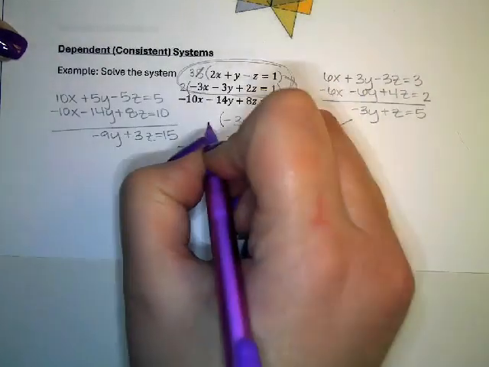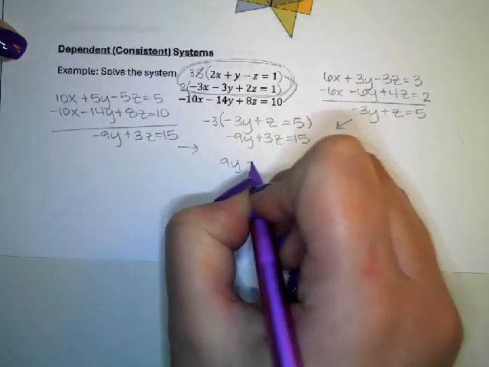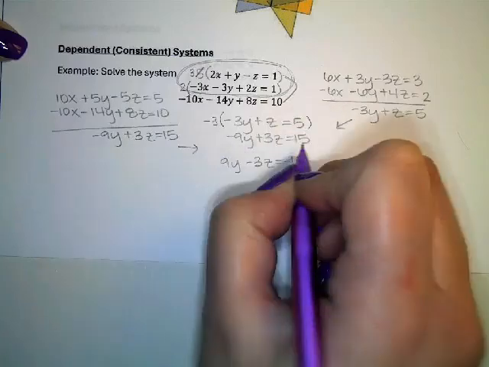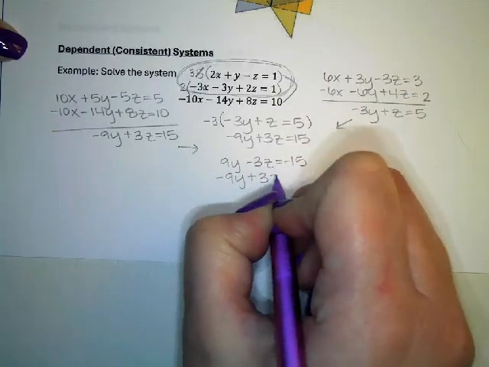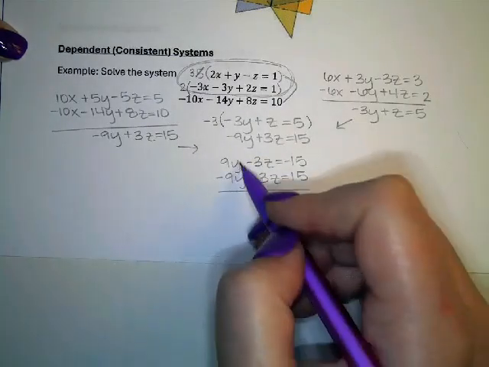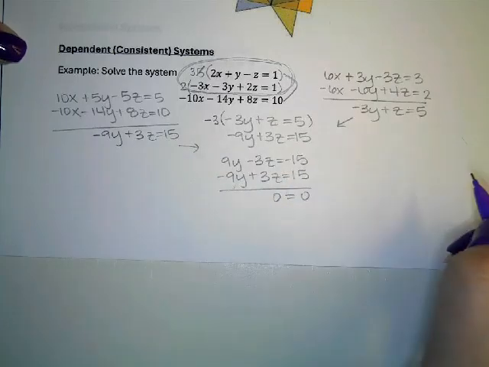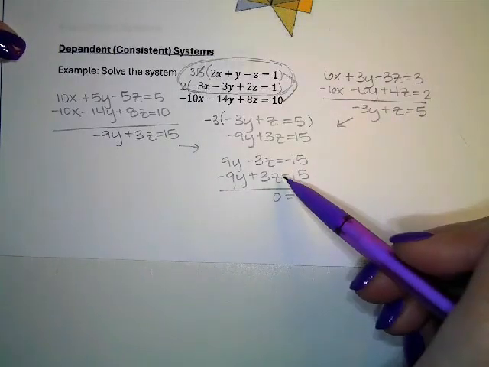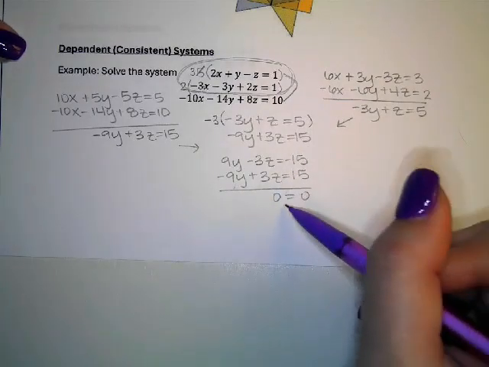So that's 9y minus 3z equals negative 15. And I'll copy down the second equation. And you might already be noticing what's about to happen. Cancel out, so we get 0. Cancel out, we get 0. So what just happened is we were trying to solve our system of 2 equations, and we ended up with no variables and a true statement, 0 equals 0.